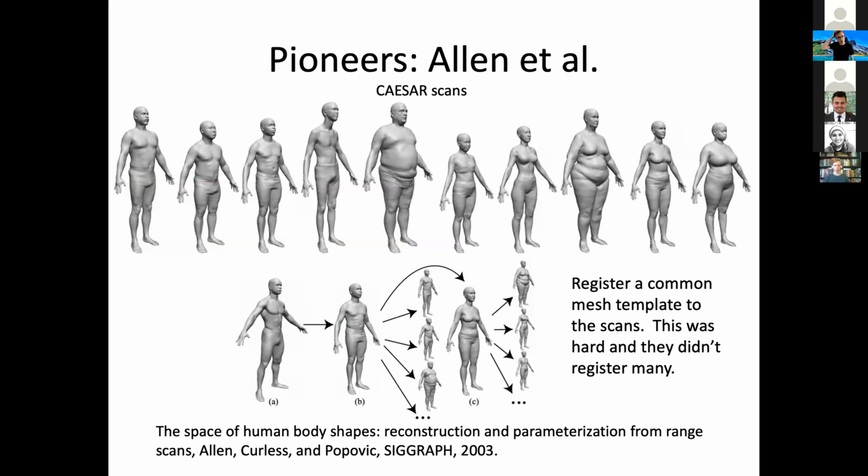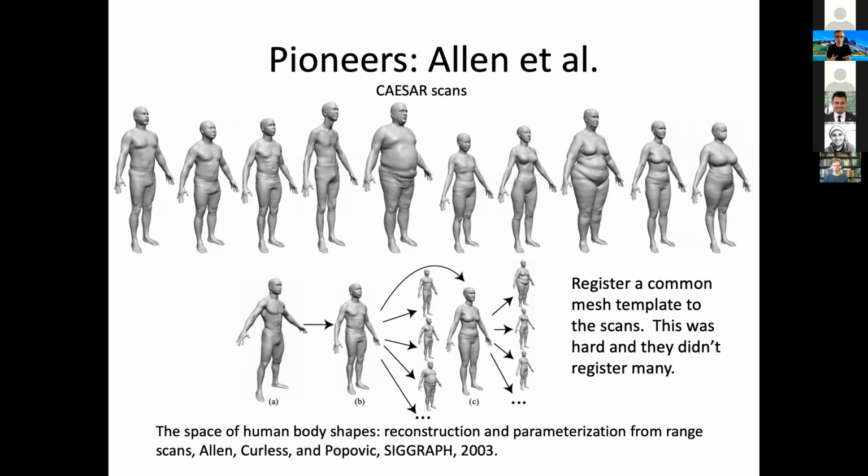The first person to notice this and really pick up on it right away was Brett Allen, who was a PhD student with Brian Curless and Popović at the University of Washington. They took CAESAR scans like the ones you see at the top here. They took a template mesh and registered this template mesh to each of the scans. And they did the same thing for female scans. And so they brought them all into a common frame of reference with a common topology, a common mesh.